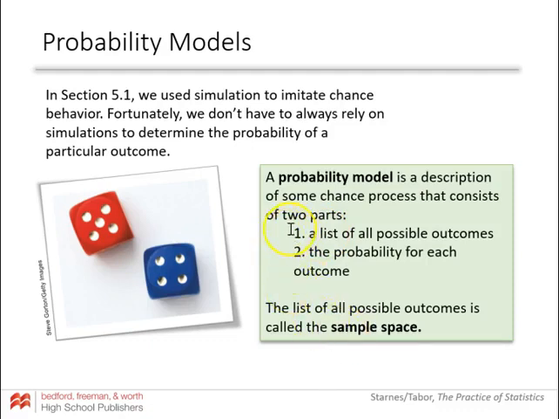So, for example, if I was going to flip a coin, the possible outcomes are heads or tails. So that's my sample space, heads, tails. And then I need to have the probability for each outcome. So in that coin example, each outcome, heads and tails, has a probability of 1/2.